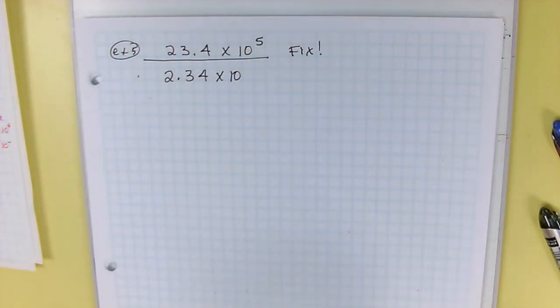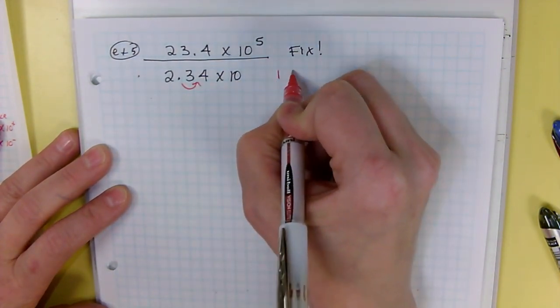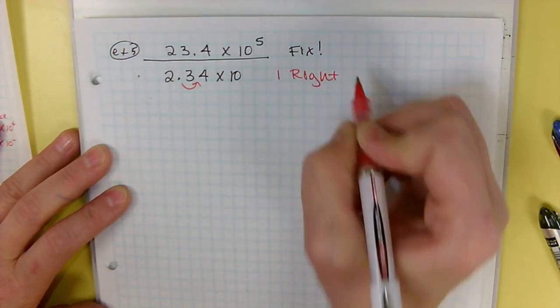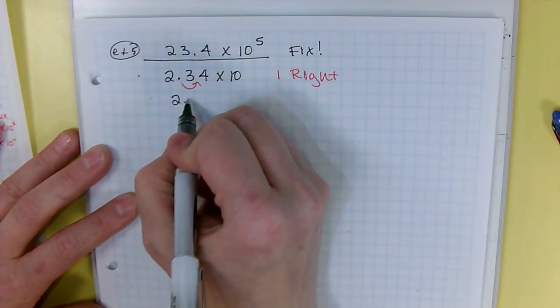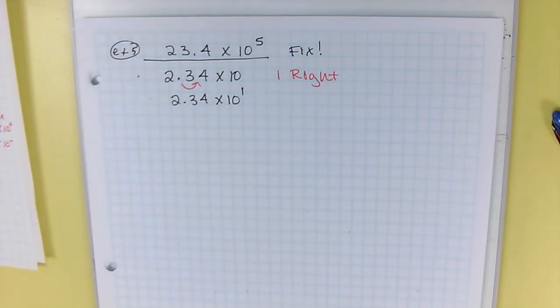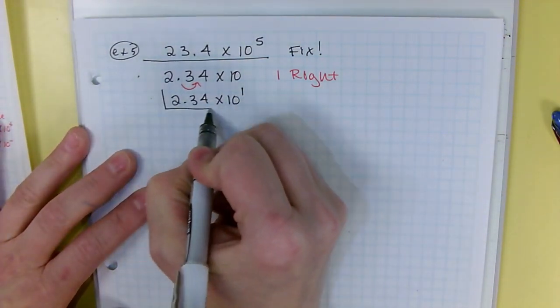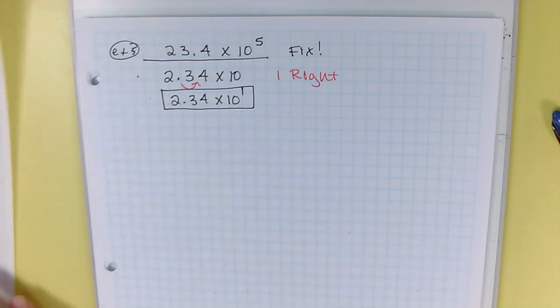Now count the places to get back to the original. To get back to the original, I have to go 1 to the right, which means I have to get bigger. So this is going to be 2.34 times 10 to the positive 1 to get back to where I started. You can put 10 to the 1 or just put times 10. Both are correct for scientific notation. In the beginning, you might want to put the 1.